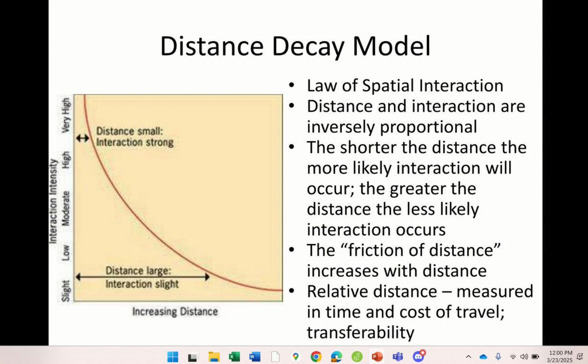So of course, the shorter the distance between two locations, the more interaction you're going to tend to have between them, especially if we have a low friction of distance. But as the Euclidean distance increases and the friction of distance increases, we get a rapid decrease in how much two locations are going to interact with one another.